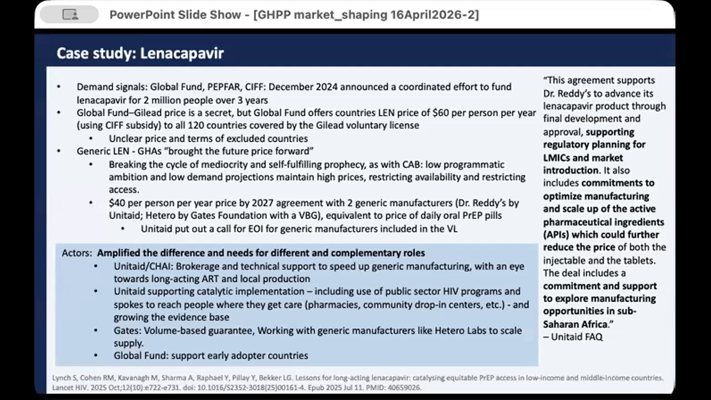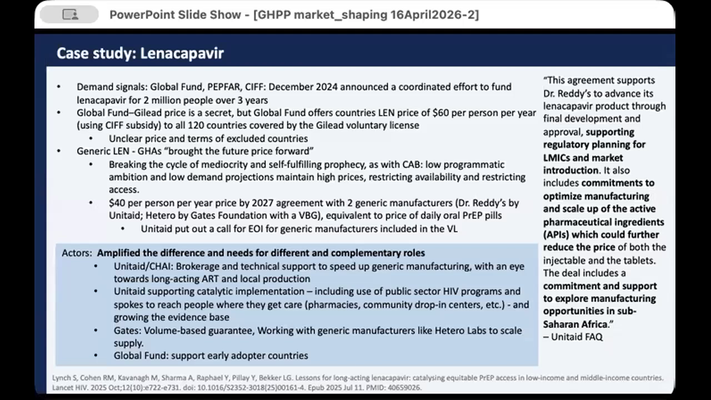So let's start with lenacapavir, one of the most recent examples of market shaping. You have Gilead and Global Fund negotiating. We don't believe any cash changed hands, or that there were any concessionary offers, in order to get that secret price of $100 per person. The Global Fund, using its Access Fund, was then able to subsidize further to offer $60 per person per year, thanks to SIF, to countries that are covered by the Gilead license.